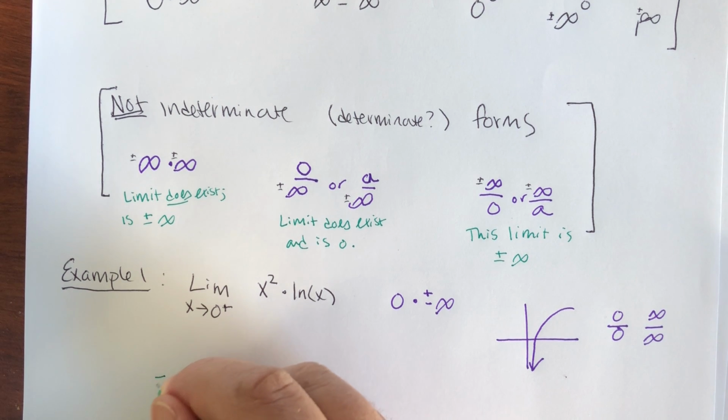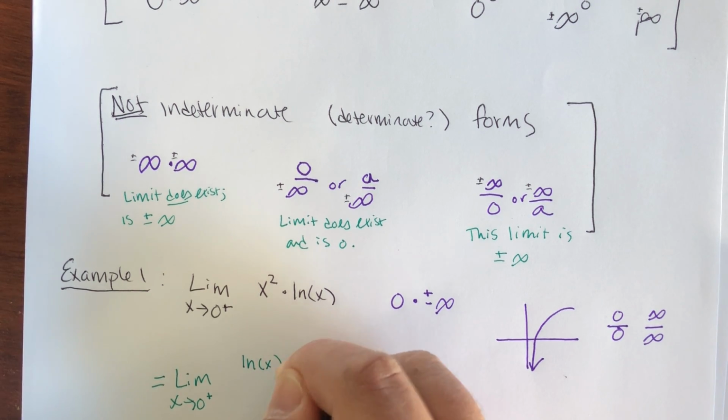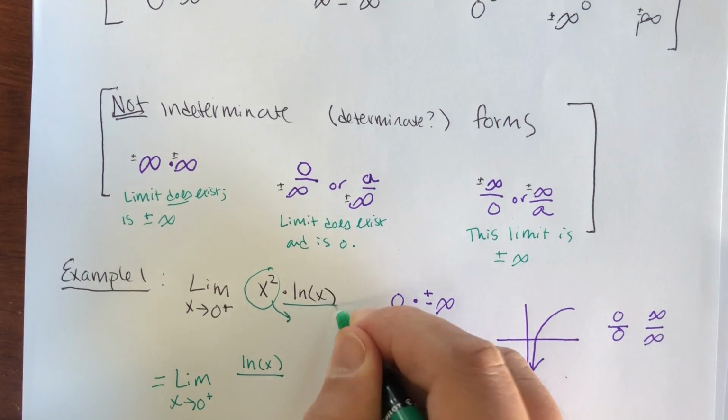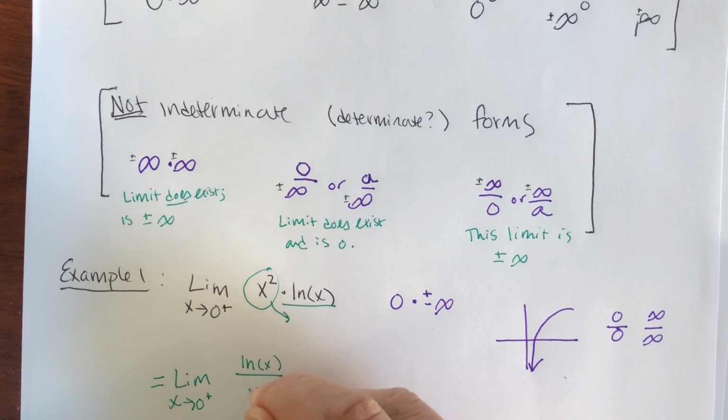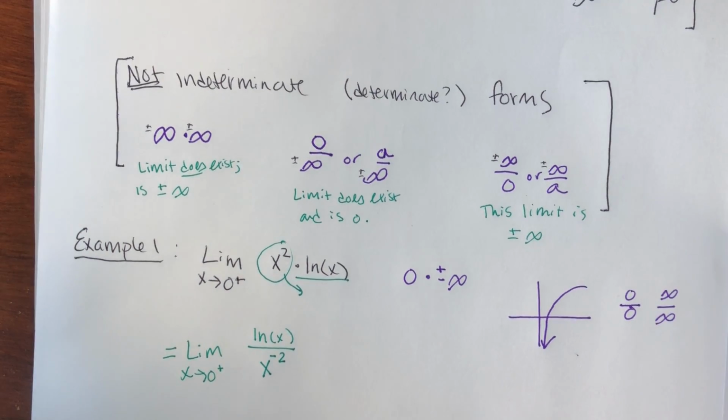So here's what I'm going to do. I'm going to rewrite this as the limit as x goes to 0 from the right. Ln of x is going to stay on top, but we're going to move this x squared term down into a denominator. Right, we'll move it down here and change the exponent to x to the -2.